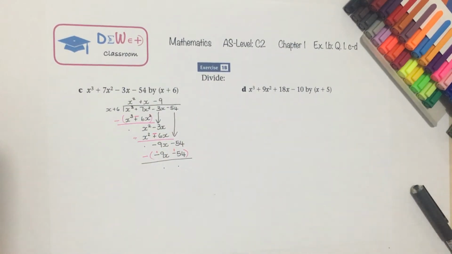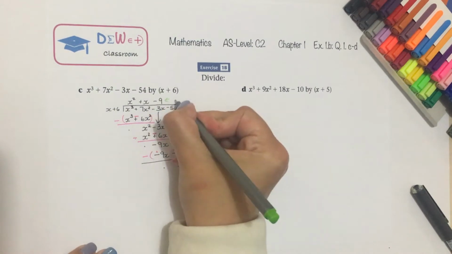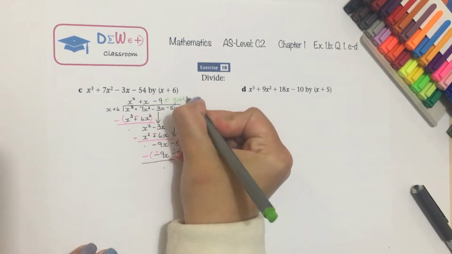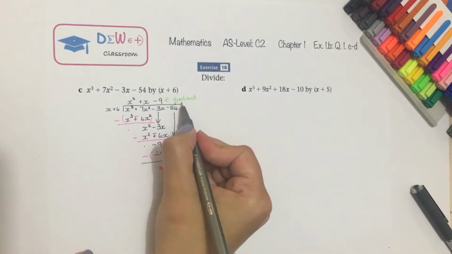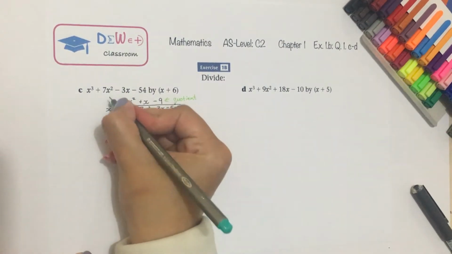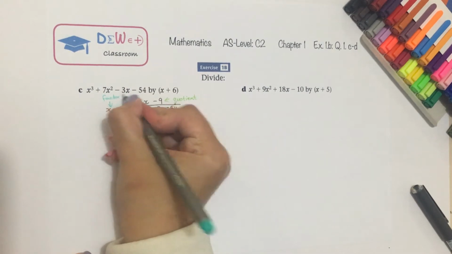And just to remind you that we refer to this part as the quotient. We refer to the middle part here as the polynomial, and that part would be the factor.